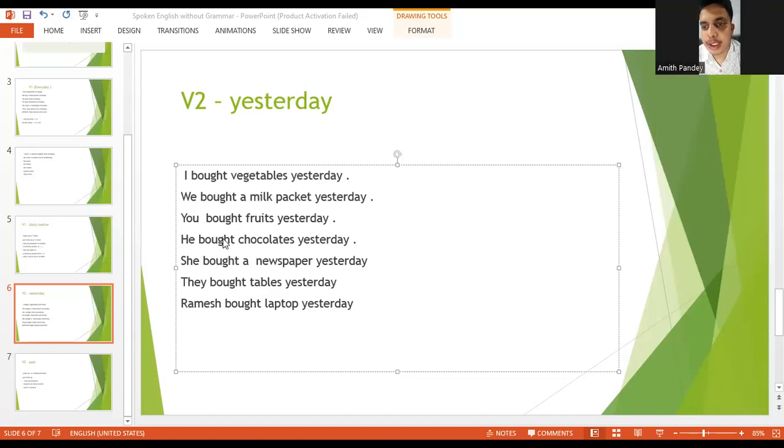Now listen. Yeah, he bought chocolates. So in case I say he bought, you don't have to add S or ES, because the S or ES concept is only meant for the V1, but for other cases you don't have to bother. So here just simply you have to add the subject, that is I, we, you, he, she, they, and name, and then you need to proceed with V2, that is bought. So she bought a newspaper, he bought a newspaper, Ramesh bought a laptop, or they bought tables. So something which is already done in the past. Hope you all are getting.